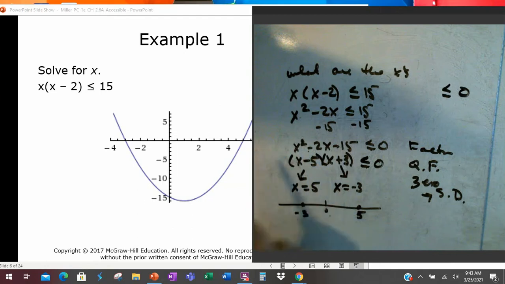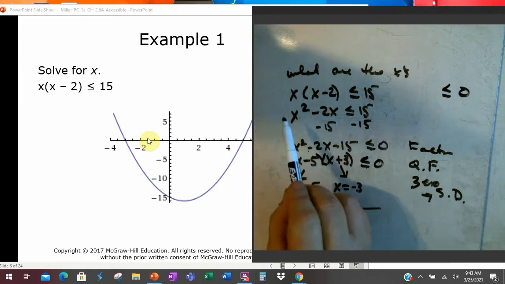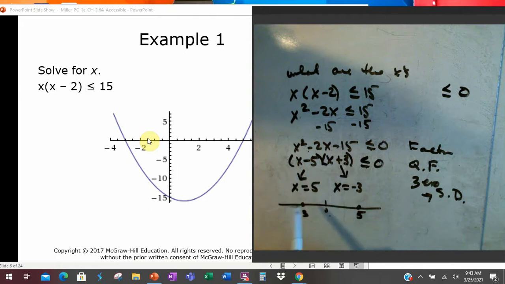This is opened up, the graph. I'm not going to look at the graph right now. I'm going to say, I know this is opened up because of the positive coefficient here. So this has got to be like that. Okay, so the intervals: this is positive. F of x is greater than 0 over here, less than 0 here, and positive there.